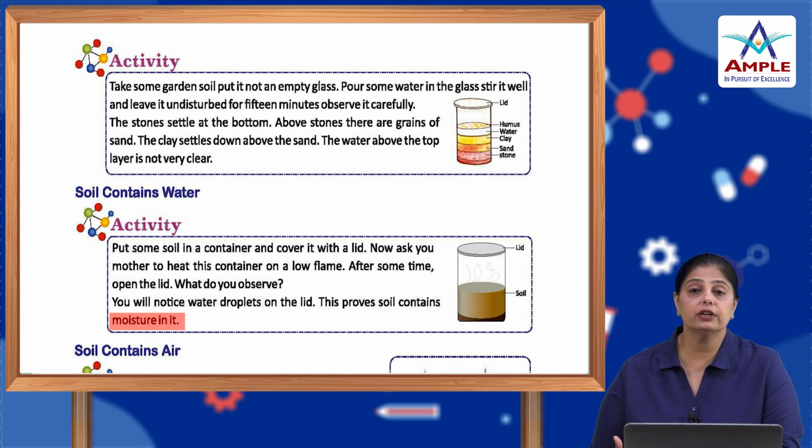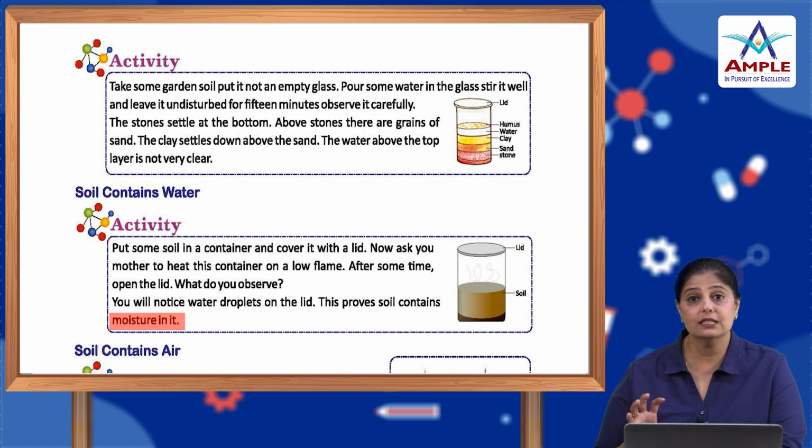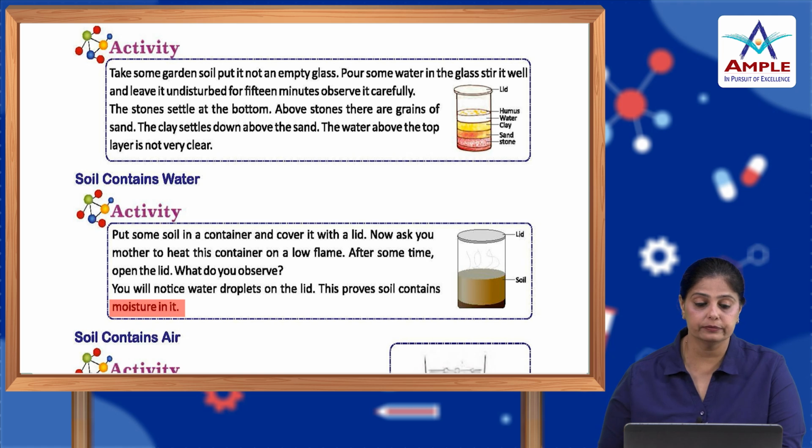So, what is moisture? Moisture means the water vapor. So, whenever that container which has soil in it is heated, the water vapor starts coming and then you see the droplets on the lid of the container.